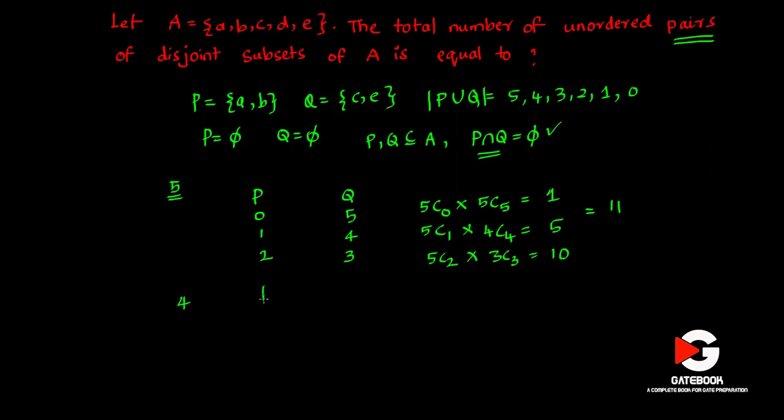So the second case, where you have only 4 elements. When you have 4 elements, then P, Q can be formed by 0, 4 combinations, like 1, 3 or 2, 2. These are the combinations. Let's take the combination 0, 4. The formula for that is 5C0 into 5C4, correct? So here it would be 5C1 into 4C3. Here it would be 5C2 into 3C2.